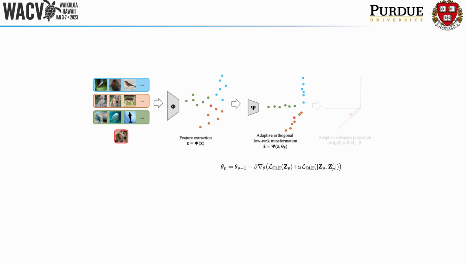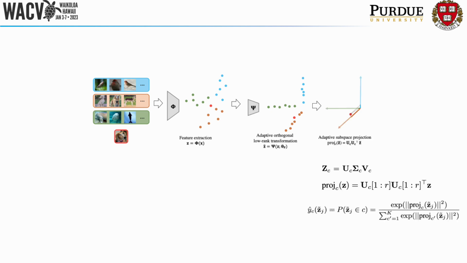Specifically, this is achieved by gradient-based adaptation of the parameters in the adaptive orthogonal low-rank transformation, driven by the orthogonal low-rank embedding loss, given the support set features. The imposed geometry regularization of the orthogonal low-rank subspaces naturally leads to a subspace projection-based classifier that fully utilizes the obtained feature geometry. Since the desirable feature of each class now resides in a low-rank subspace, the class label of a query sample can be effectively inferred by projecting the feature vector to the subspace of each class and observing the norm of the projected vectors.